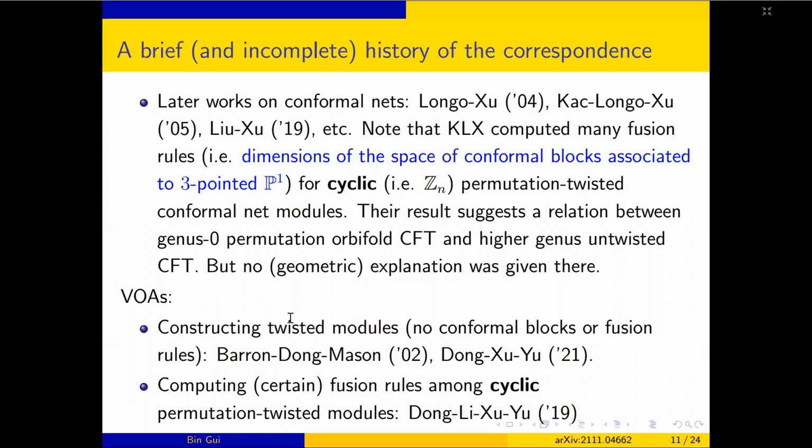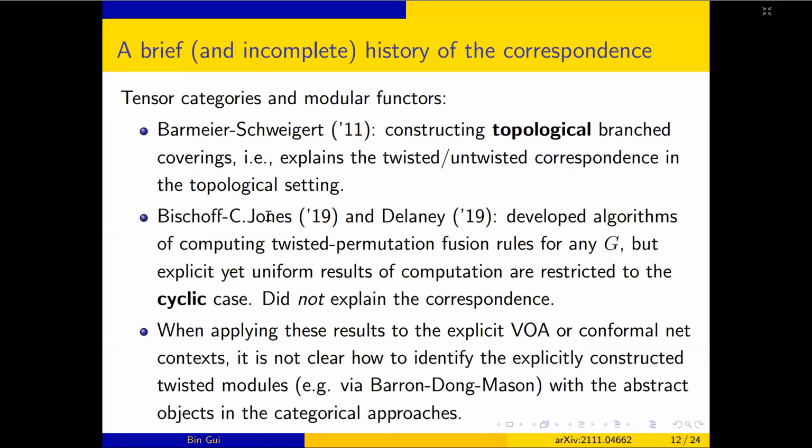the twisted modules, but not conformal blocks, which means that they only consider modules but do not compute the fusion rules. Actually, the computation of fusion rules is quite recent, in 2021, by Dong, Xi and Yu. And sorry, this work is also for the modules, but this work in 2019 studies the fusion rules among the cyclic cases, which means that both works are focusing on the abelian cases. And even in the cyclic case, the abelian Zn case, the computation, to my knowledge, is not complete.